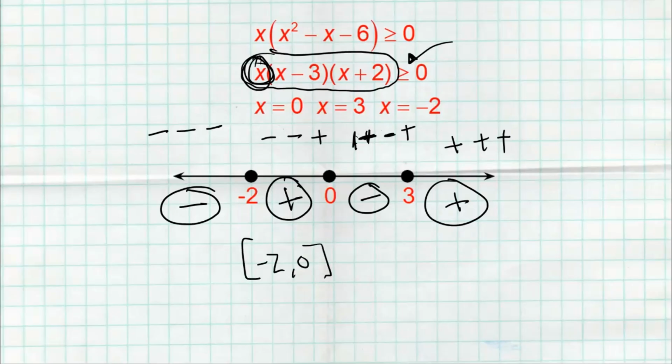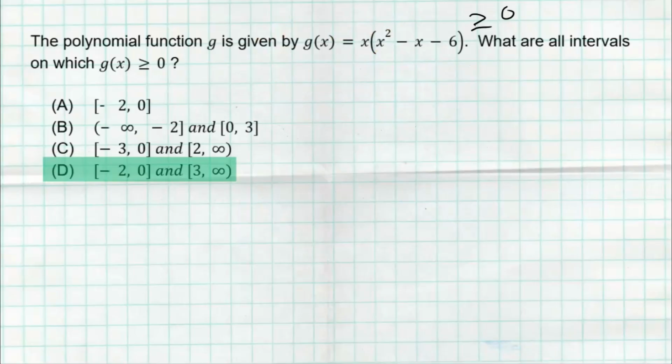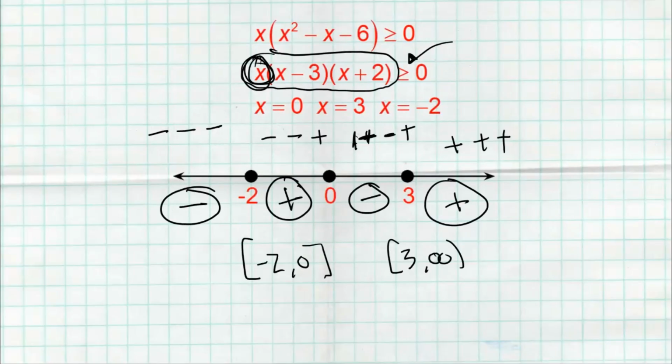Notice the brackets, because we are allowed to equal negative 2 and 0. And then from 3 to infinity. So of course, that's the correct answer that we came up with right there. But what's another way we could have done this problem, perhaps a lot easier?